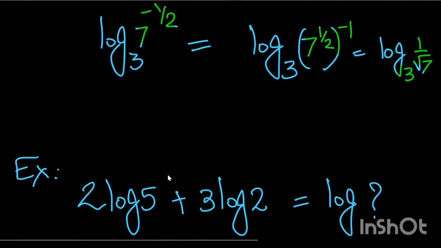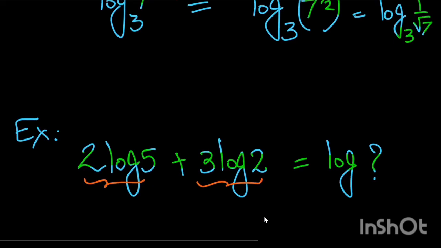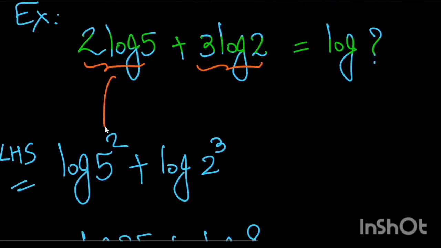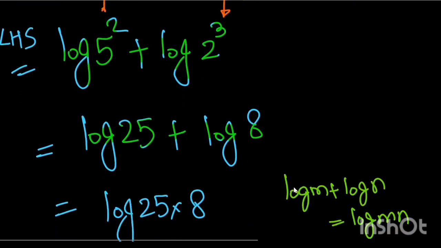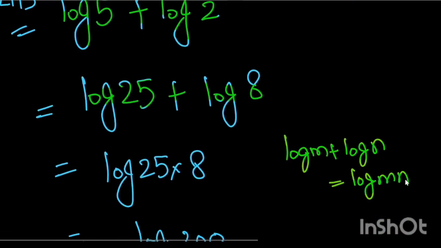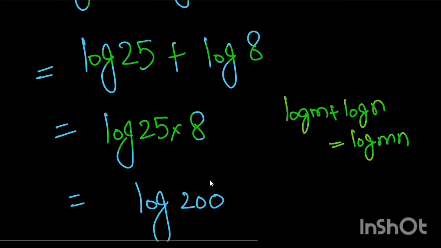Now taking another example, 2 log 5 plus 3 log 2 is equal to log of what? Here, considering any base, so we are not writing any base. So what we will do, again we will use the same rule, n log m, in these two terms. So 2 will go in the power of 5 and 3 will go in the power of 2. So it becomes log 5 square plus log 2 cube, which is log 25 plus log 8, and using log m plus log n equals log m n, this becomes log 25 into 8, which is log 200.